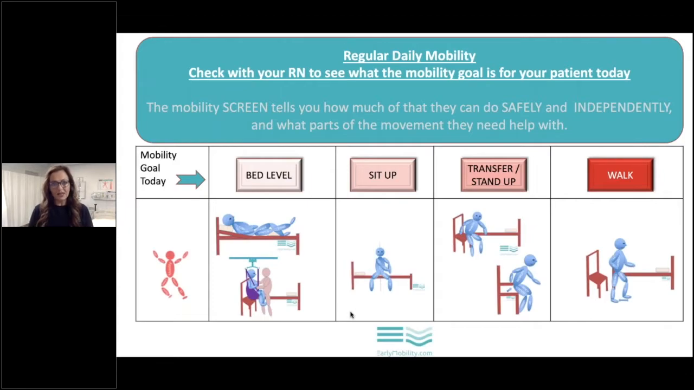With the mobility screen, you have two parts of it. You want to determine what the mobility goal is for your patient today. And then you want to determine how much of that goal they can do safely and independently and where they need assistance from equipment. So the goals that you have are bed level, sitting up, transferring or standing up, and then walking goals. Let's now watch a little bit more of the video clip on the MSST, and you'll actually see the mobility screen done in action.